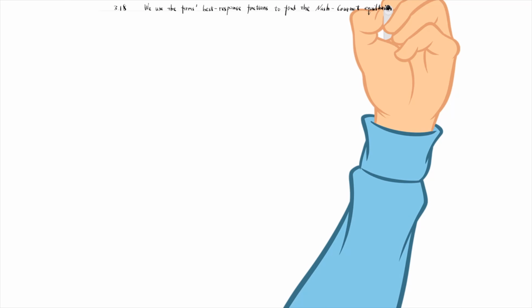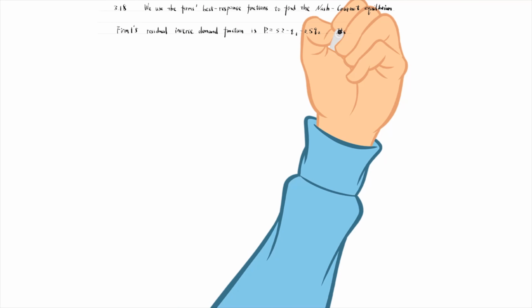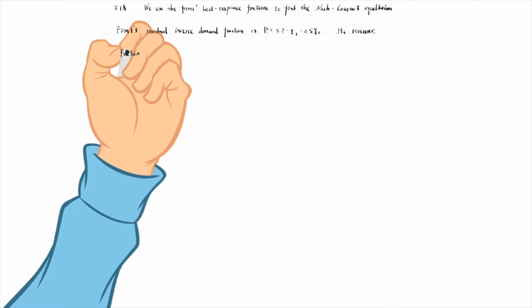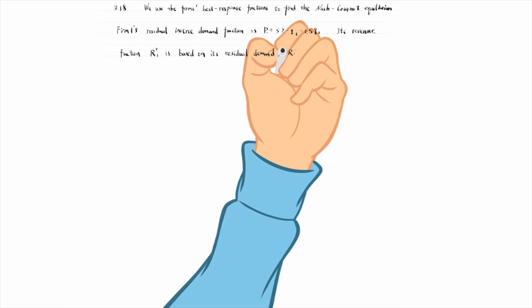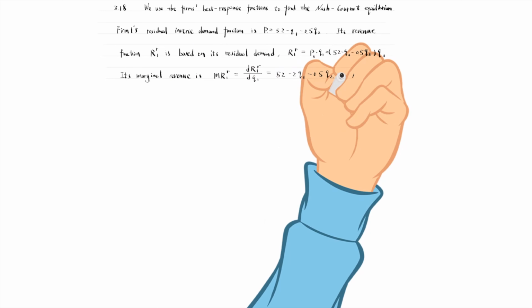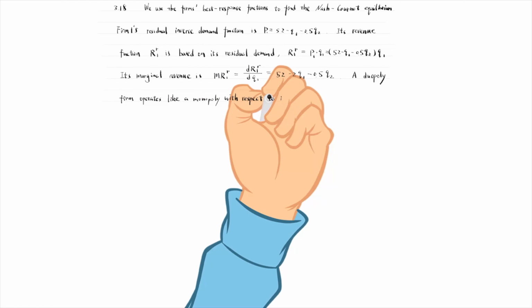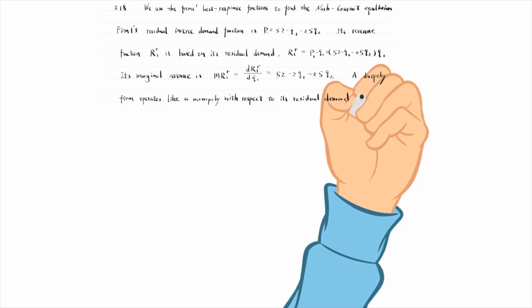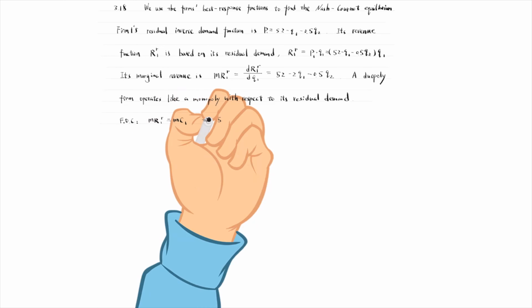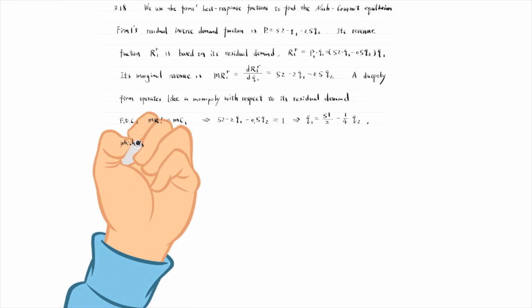Firm 1's residual inverse demand function is as follows. We can write its revenue function, which is based on its residual demand. Then we derive the marginal revenue. A duopoly firm operates like a monopoly with respect to its residual demand. The first-order condition for profit maximization leads to the firm's best response function, expressing Q1 in terms of Q2.